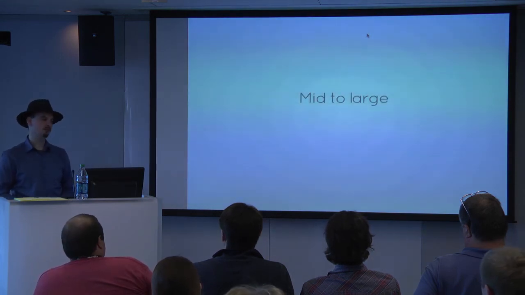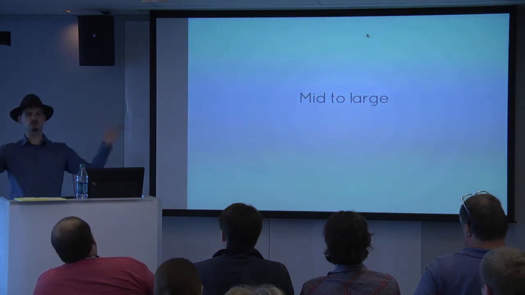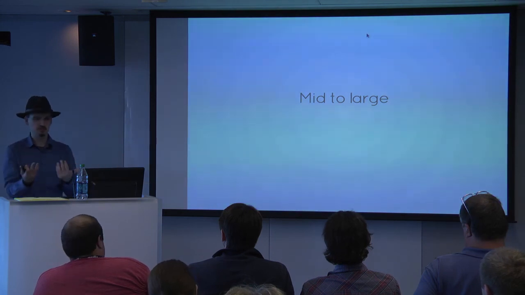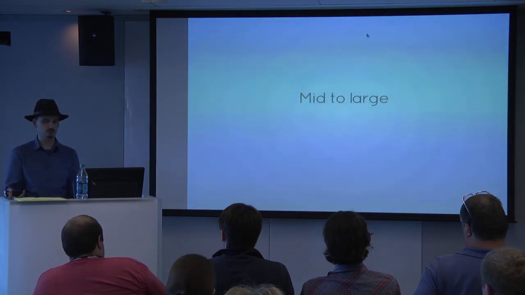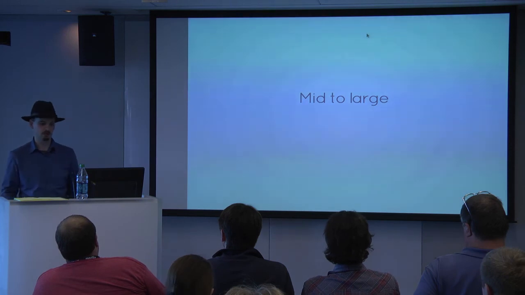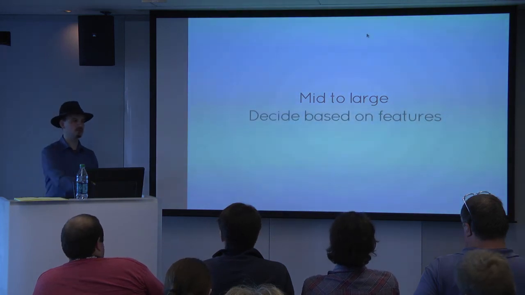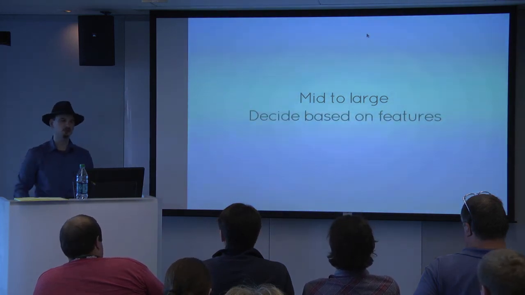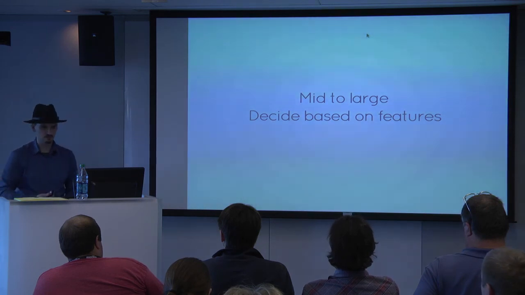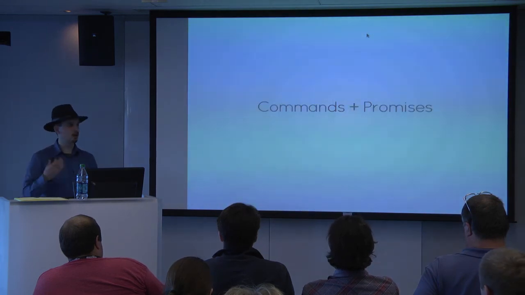I would recommend this for mid to large stuff. If you're just building like a US map or something like that with different changing colors based on voter demographics, that's just kind of a simple visualization. Command pattern is way overkill. All right, decide based on the features you need to implement. If you're going to build undo at some point in the future, do yourself a favor and start with it now. Now, commands plus promises, I won't talk about what promises are.